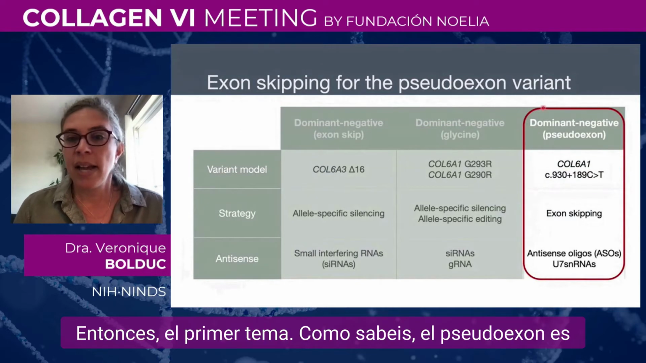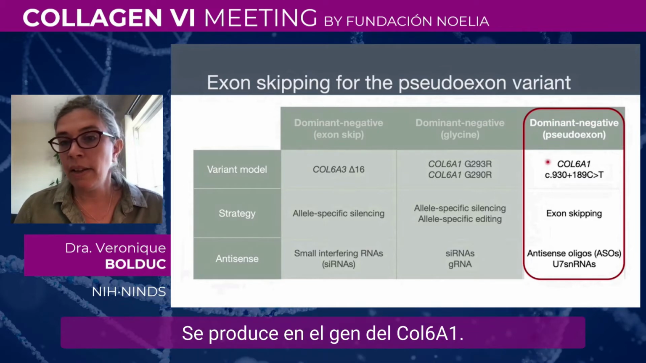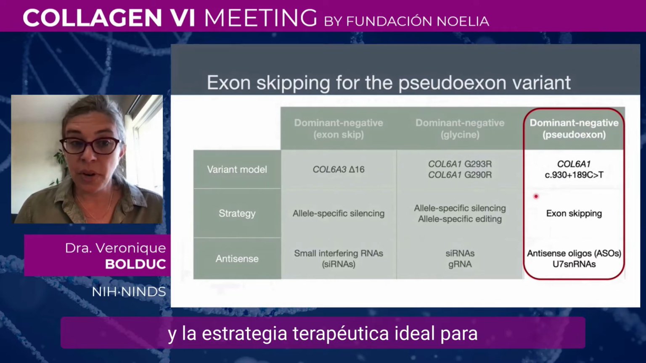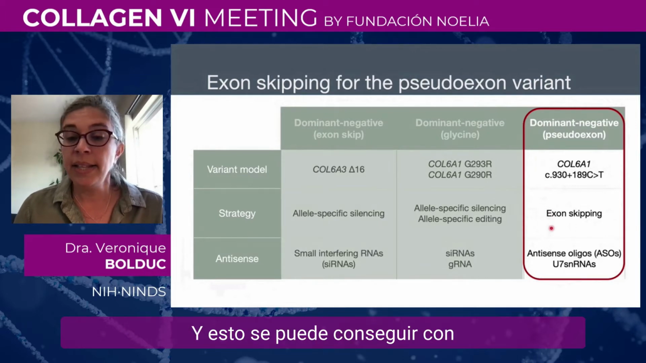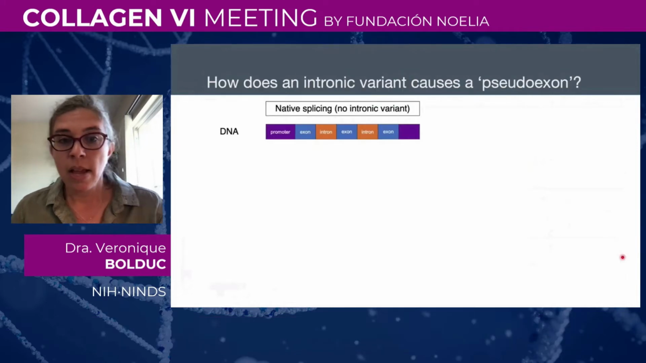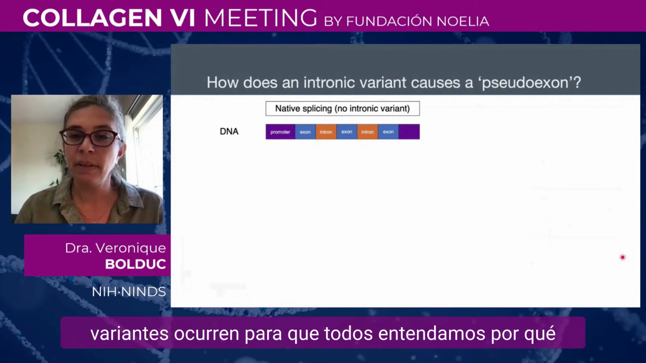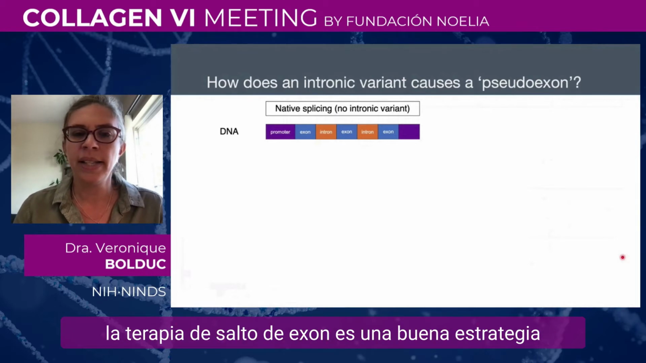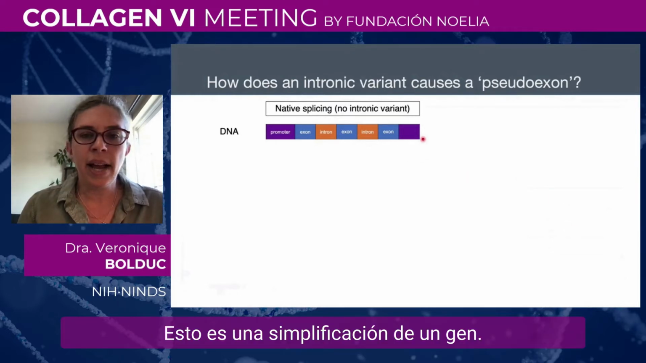So the first topic, as you know, the pseudoexon is one of the main types of dominant negative variants. It occurs in the COL6 alpha-1 gene, and the ideal therapeutic strategy for this variant is exon skipping. And this can be achieved with antisense oligonucleotides, as I will show. First, I want to illustrate how the pseudoexon variant happened so that we all understand why exon skipping is a good strategy.